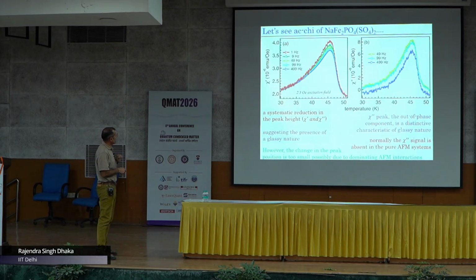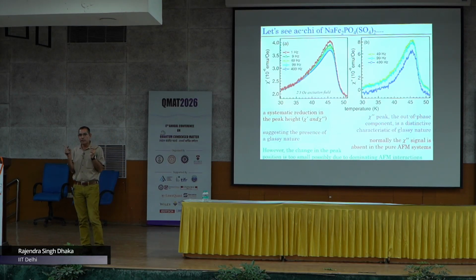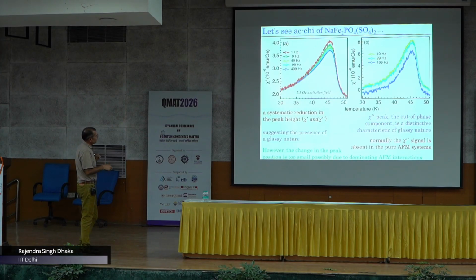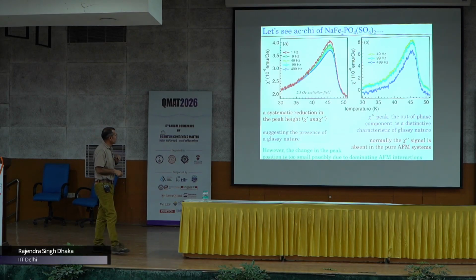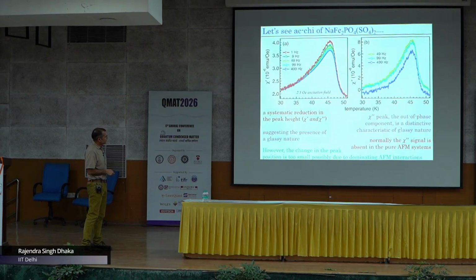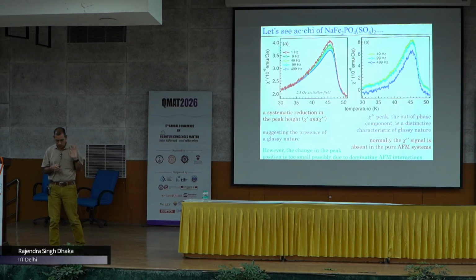The other part is that for a pure antiferromagnetic system, the chi prime signal should be 0. However, we got a significant signal of chi double prime, which is of course the out of phase component, and that gives us the idea that there is a glassy nature in this particular sample. Because, as I said, the chi double prime signal should not be there for pure antiferromagnetic ordering.